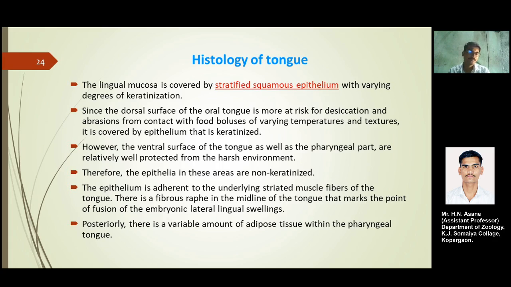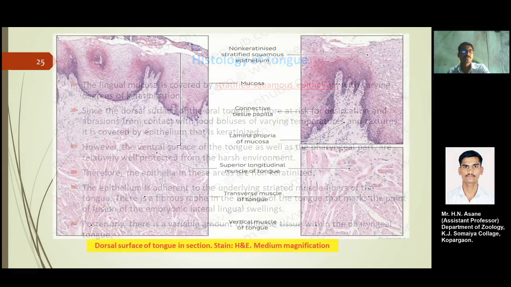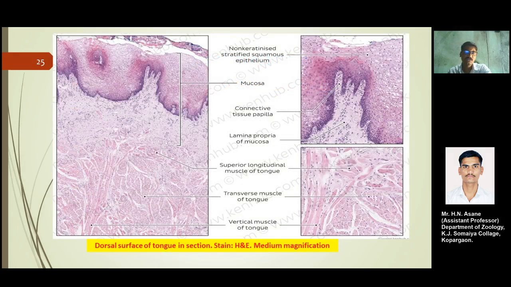Posteriorly there is a variable amount of adipose tissue within the pharyngeal tongue, and that adipose tissue protects the surface. As you can see in this picture, this is the dorsal surface of a tongue section, stained with hematoxylin and eosin. At medium magnification you can see the non-keratinized stratified squamous epithelium protecting the organ from the varying temperatures of the food.